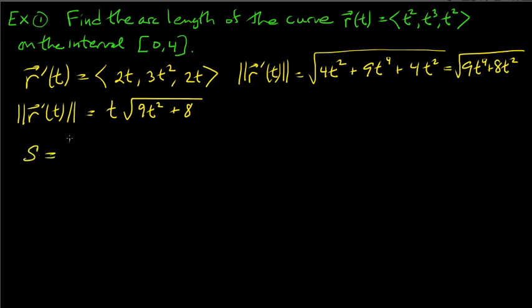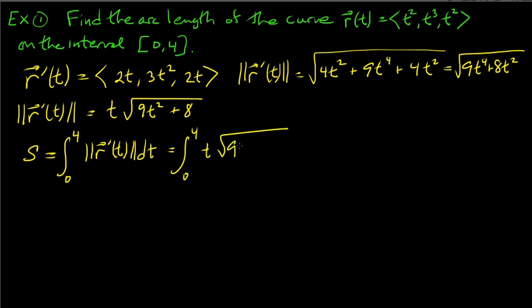So the arc length is the definite integral from 0 to 4, that's from a to b, and we just have to integrate this norm of the derivative. So that's going to be the integral of t times the square root of 9t squared plus 8 with respect to t. And at this point, this becomes a Calc 1 problem, so I'm sure you can all work it out.